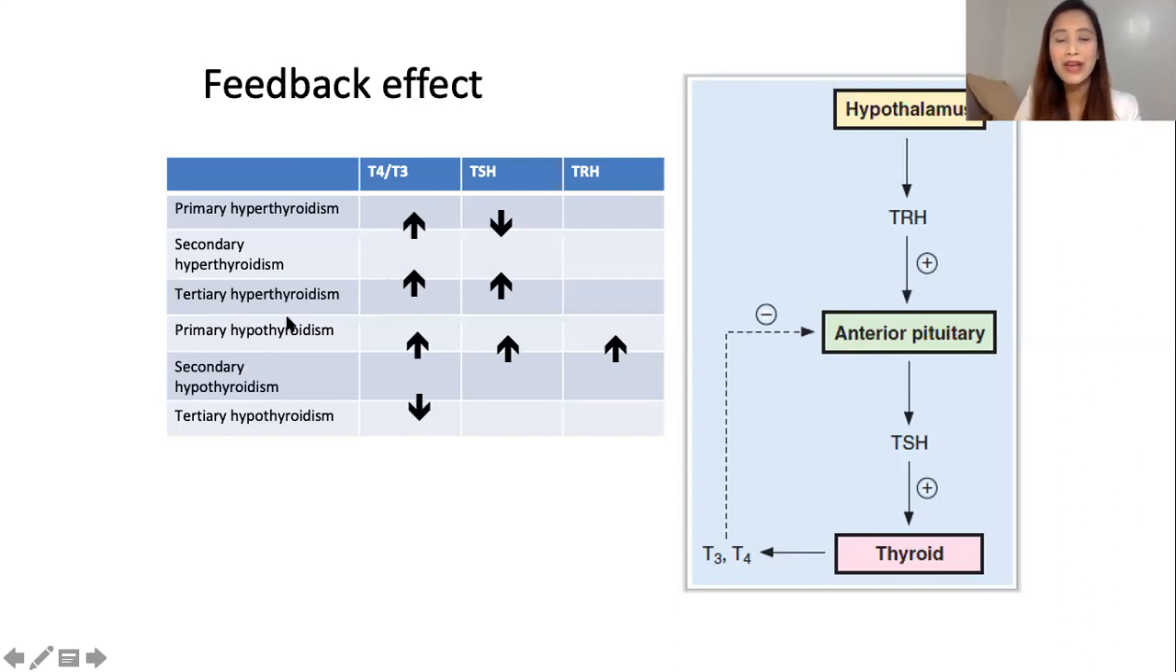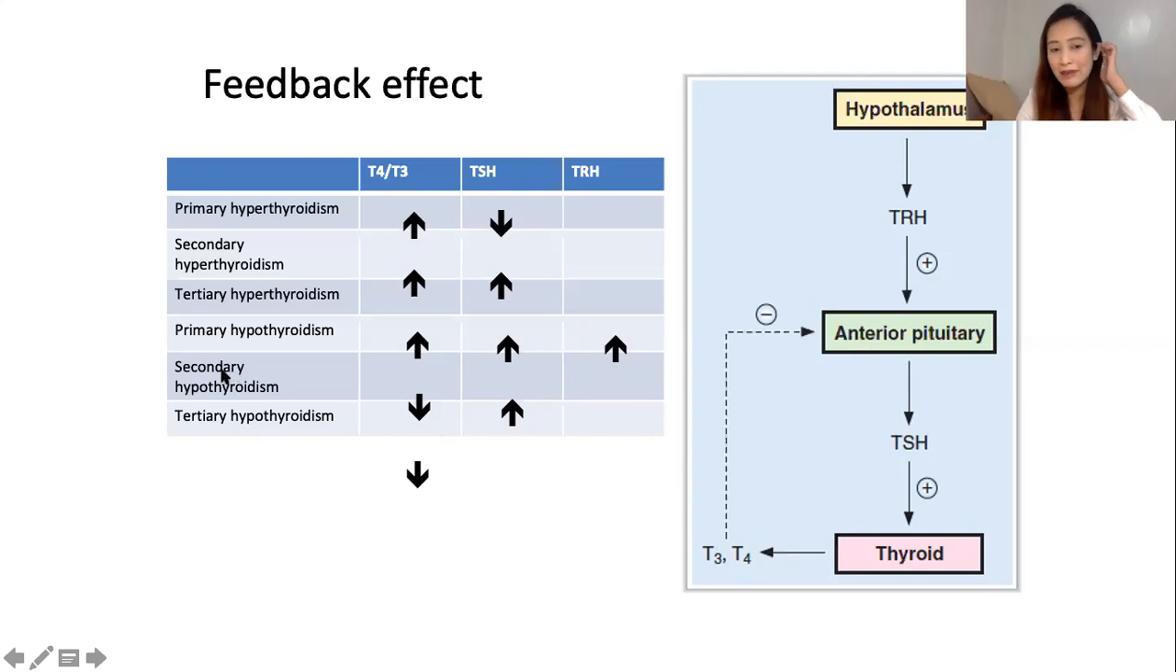If you have primary hypothyroidism, meaning your thyroid gland is unable to produce T3 and T4, let's say you underwent surgical removal of your thyroid gland, or you have autoimmune destruction of your thyroid gland, you will have low T3 and T4 levels. What will happen in the thyroid function test, you will see an elevated TSH because of the negative feedback.